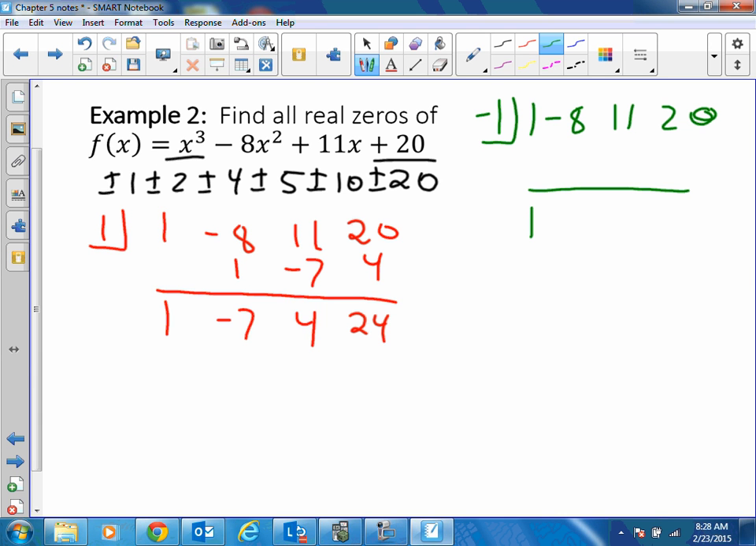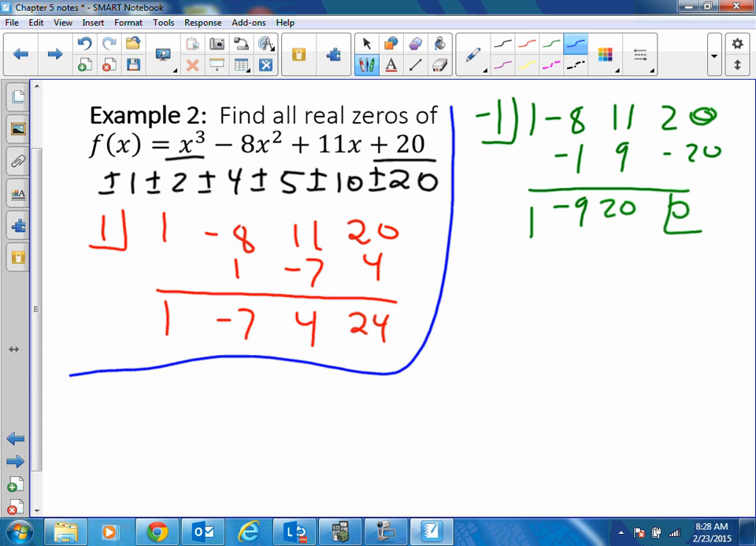Bring down the 1. -1 times 1 is -1, that makes -9; that makes 9, that makes 20; that makes -20, that makes 0. Okay, so -1 does work because we have a remainder of 0. So what we need to do now, section that off, we don't need that anymore, is rewrite this in factor form.